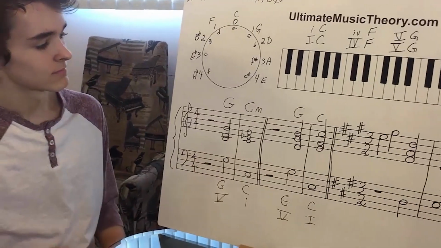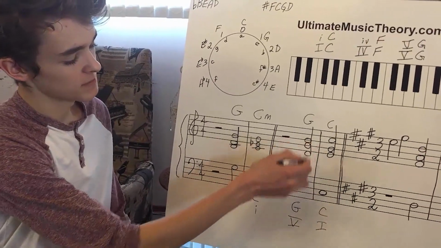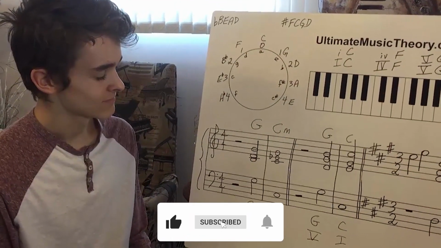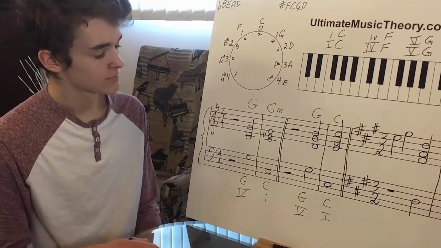Now I noticed you didn't put a little M after that C. Why not? That's just because there's no E flat to make this minor. Correct. Okay, excellent. So now we're going to take a look at one more thing. I noticed that both of those are 5-1 authentic cadences, correct?